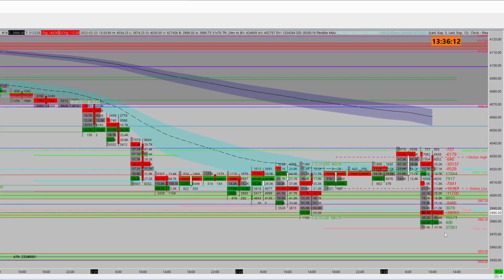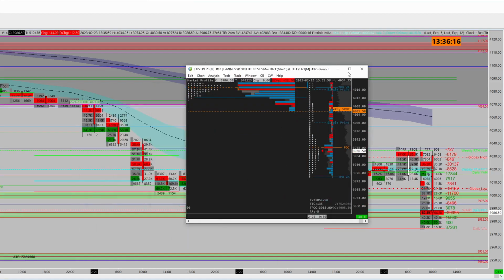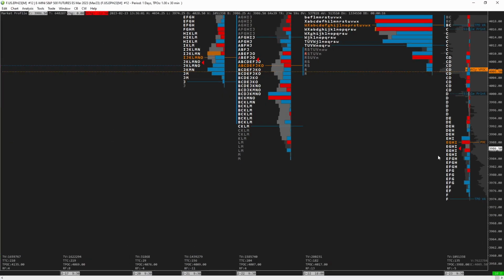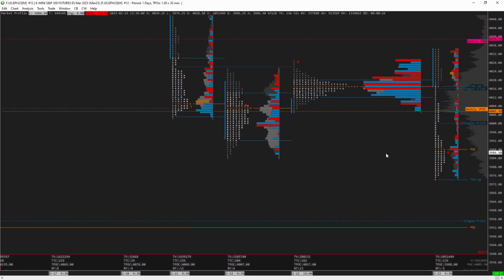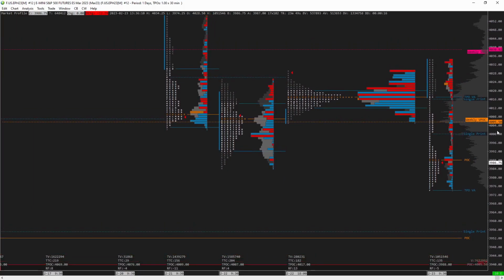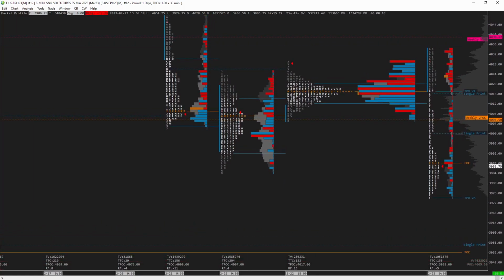So let's talk about the making of the daily plan. I start every morning with my TPO charts, also called time price opportunity charts, also called market profile charts. The reason for using these charts, even though they may look intimidating, I know a lot of people put off learning them because they do look intimidating when you don't know what you're looking at, but they're not.